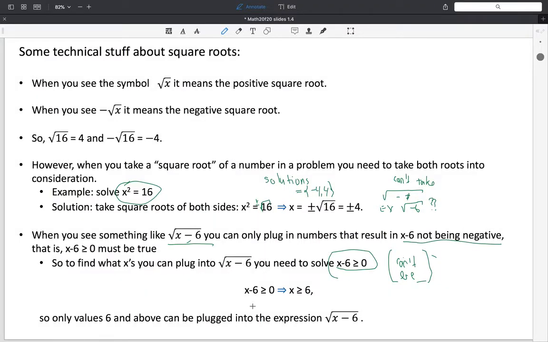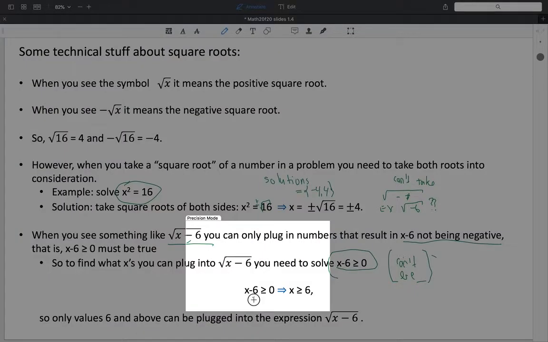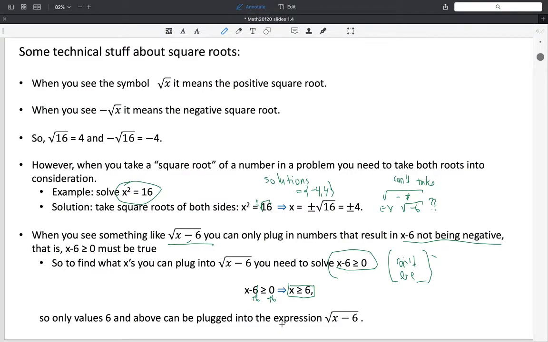So to solve this, I'm going to add 6 to each side. I add 6 to negative 6, I get just plain old x. 6 to 0, I get 6. So that's my answer: x is greater than or equal to 6. That means only values 6 and above can be plugged into that expression. So the first rule of Math 20 is that you can't take the square root of a negative number.